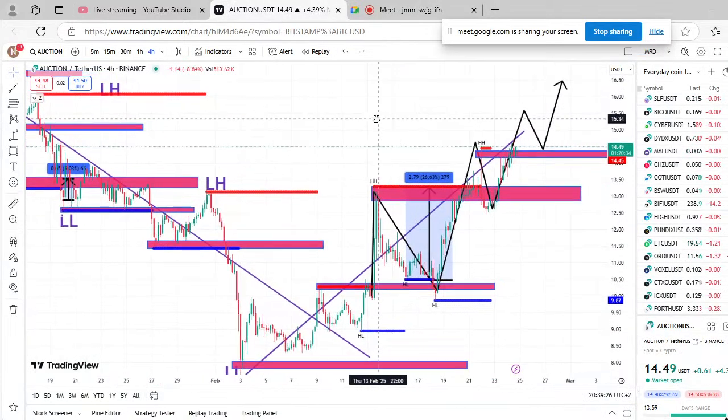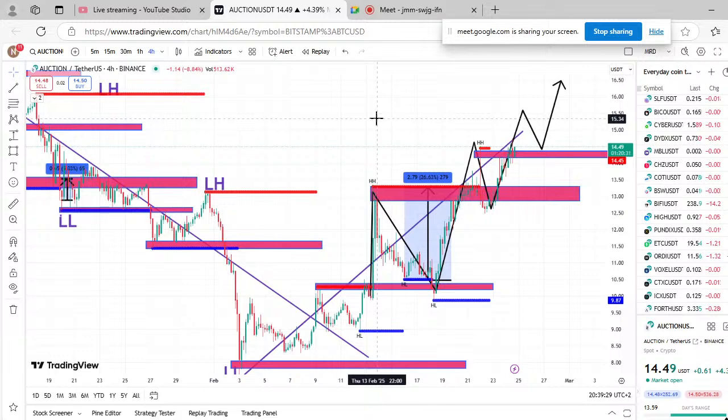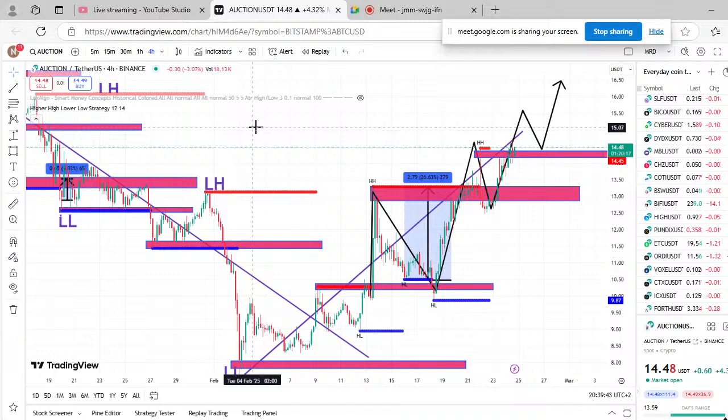What's the indicator's name? I didn't say the indicator's name. The name for the indicator. It is called Higher High. Higher, then High, you leave a space. Lower Low strategy.